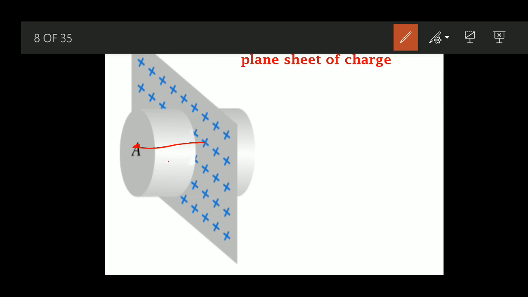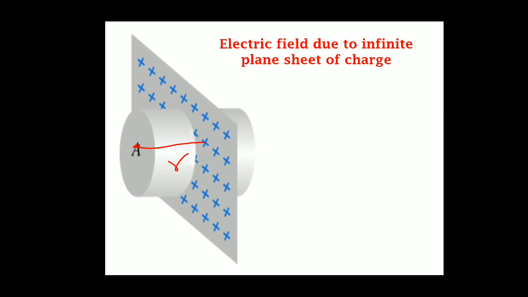So for this distance, suppose I take the distance as R, you have to draw first a Gaussian surface. The Gaussian surface, how is it? Yes, a symmetrical Gaussian surface. So I have drawn the symmetrical Gaussian surface, which is a cylinder. Can you see here a cylinder? This is the plain sheet. Can you see, children? Here the plain sheet is there and this one is the Gaussian surface.